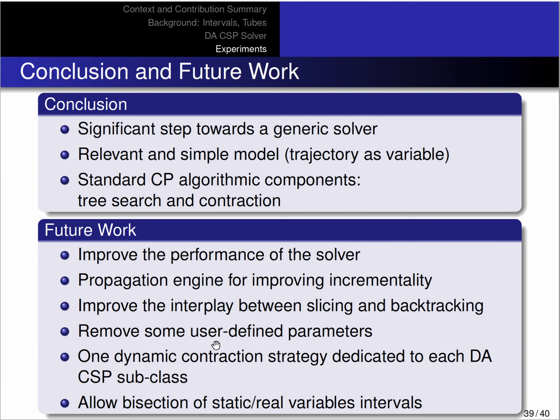Of course, there are a lot of things to do for improving the current solver. First, we can improve its performance. One way is to use the propagation engine available now in TubeX 3 to make the contraction more incremental. Second, we will work on making the solver more automatic. We will improve the interplay between slicing and backtracking and try to remove some user-defined parameters. As seen in the experiments, in the current version, a specific differential contraction strategy is chosen for each system. It would be nice if we could identify the same strategy for a given class of systems.